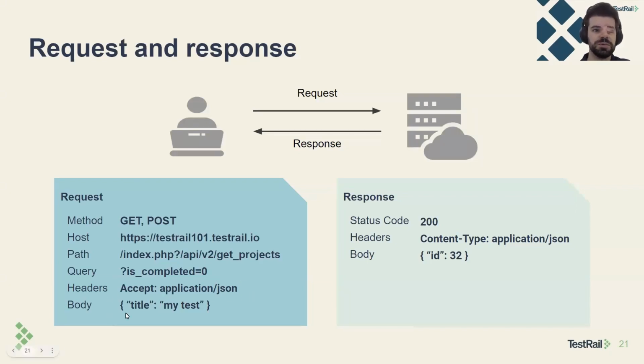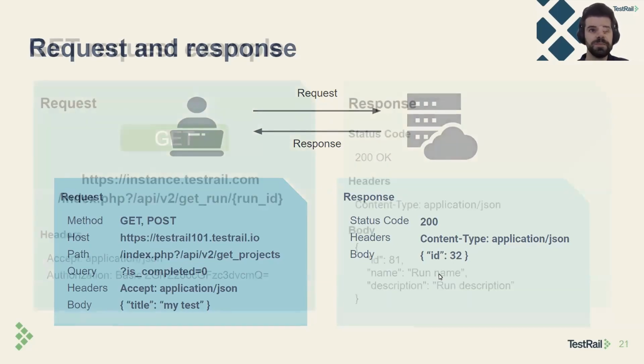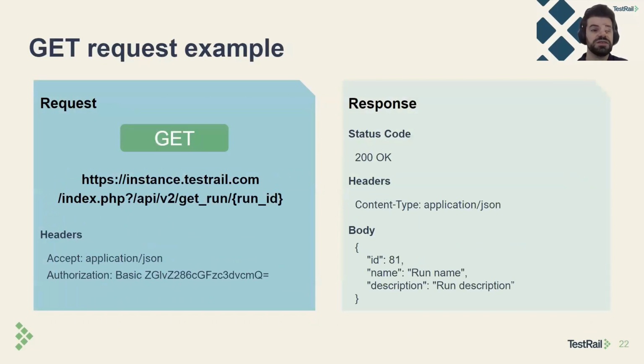And you can also send a body. Bodies are usually only for post requests, not so much for get requests, and this is where you send the data you want to write in TestRail. And then the response usually contains a status code, some headers, like the content type, since we were requesting JSON, the content type would be JSON, and then the body could be anything, any data you are trying to request. So this is sort of a request that is closer to reality.